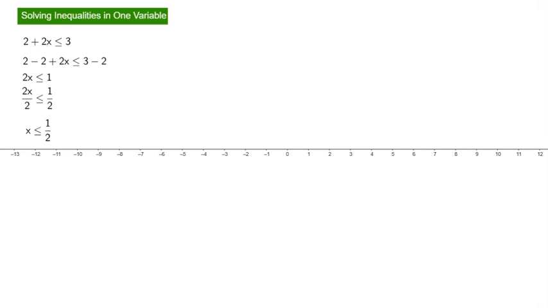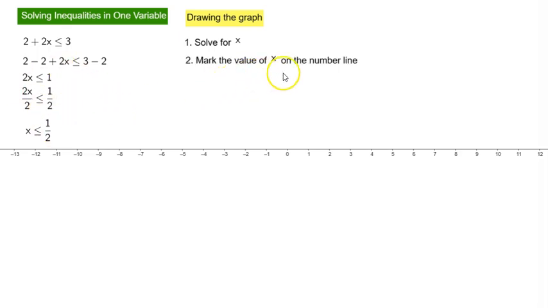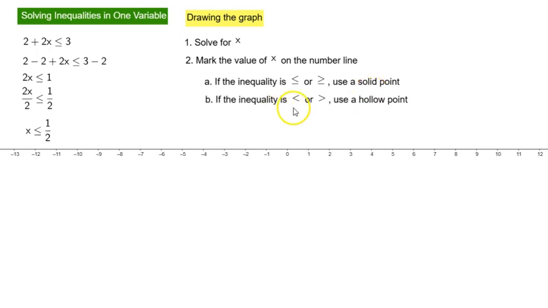Now how do we graph this? So drawing the graph: solve for x, which we have already done. Mark the value of x on the number line. More specifically, if the inequality is less than or equal to or greater than or equal to, use a solid point. And if the inequality is less than or greater than, use a hollow point. Here we have less than or equal to, so we have to use a solid point. Basically, solid point means that point also is included.